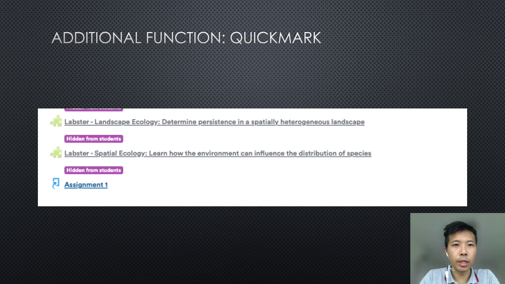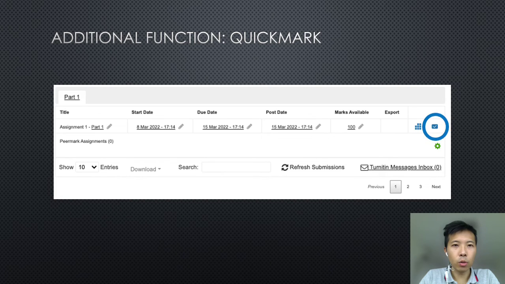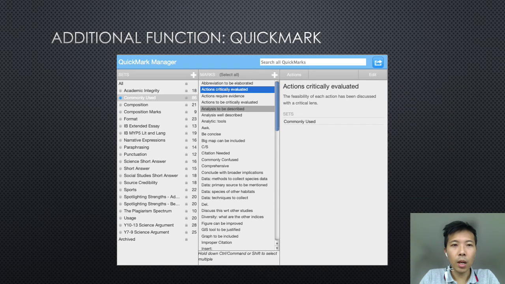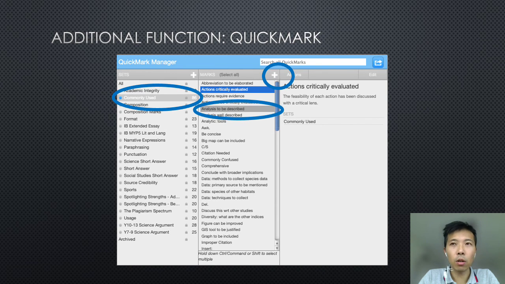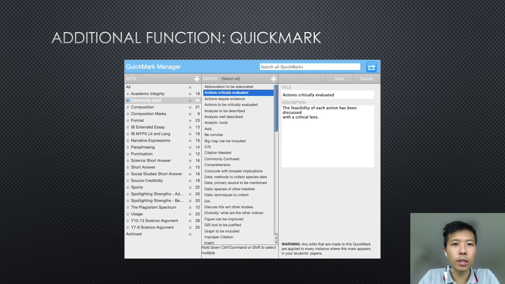Another function is the quick mark in Turnitin. To access this, click on your assignment, and then click on the quick mark manager icon on the top right. A window will pop up. This is the quick mark manager for which you can edit or add in new comments. Select the commonly used button. Click on the plus sign to add in new comments. Alternatively, click on the existing ones, and you can click on Edit to edit those comments.